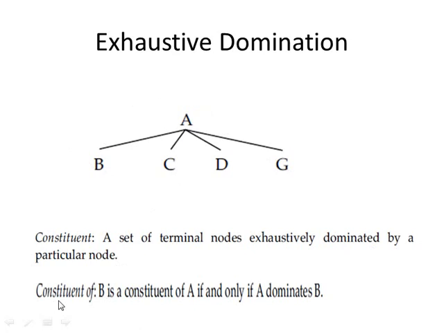And we can also say constituent of. Here, B is constituent of A if and only if A dominates B. Jadi di sini B disebut constituent of A karena atau jika A itu mendominasi B. Just like that. Dan semuanya ini kita sebut sebagai constituent. B constituent of A. B, C, D, E is a constituent of A.